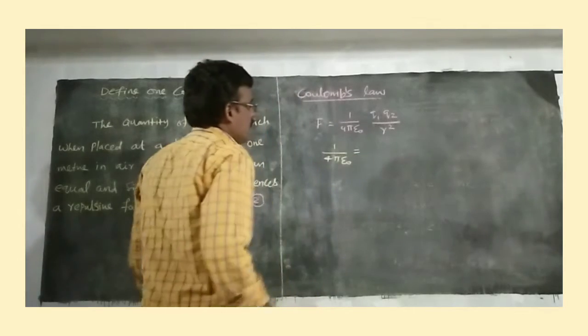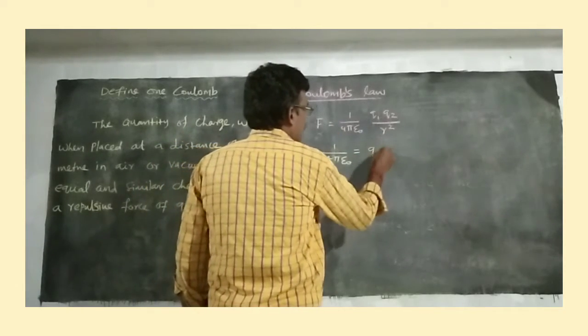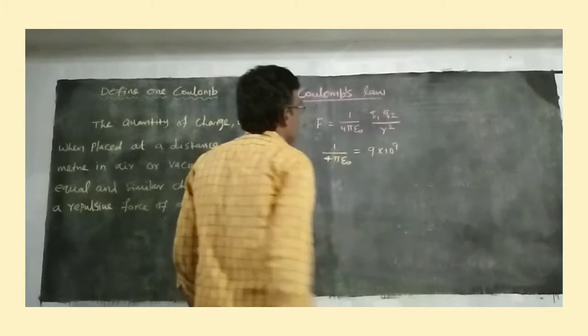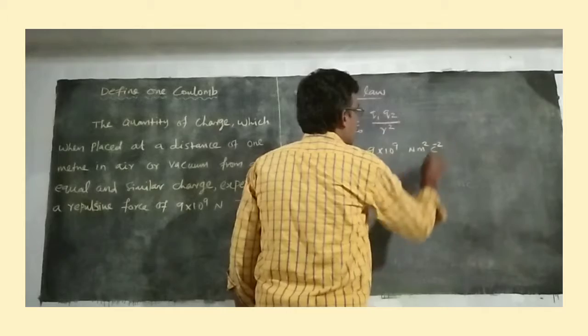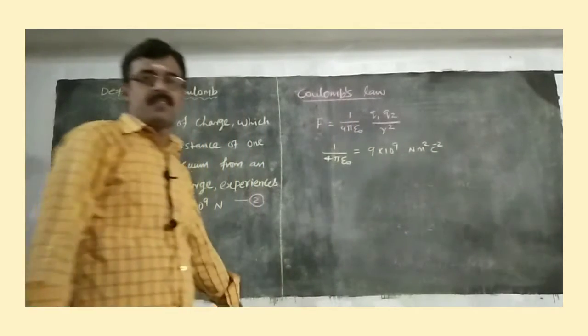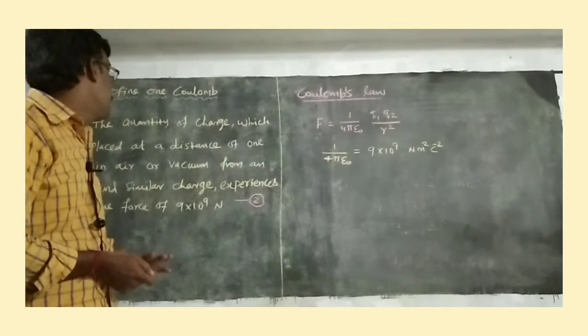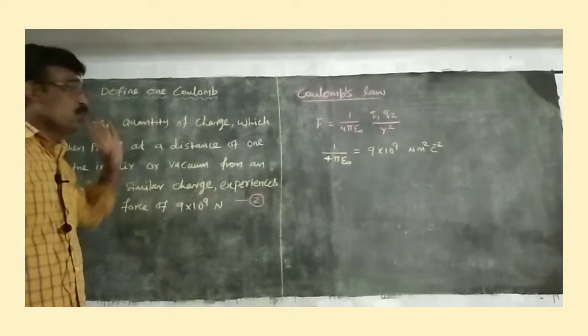It is 9 into 10 to the power of 9, with the unit Newton meter square C minus 2. This is the unit for this. So here what we are going to discuss is how to define 1 coulomb.